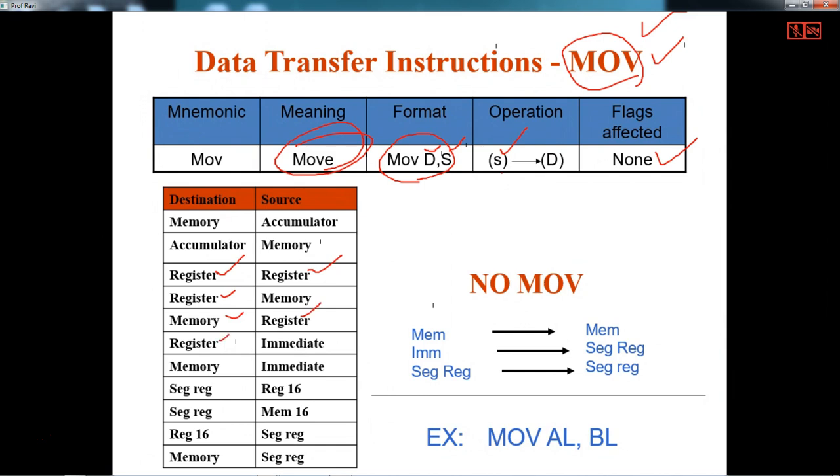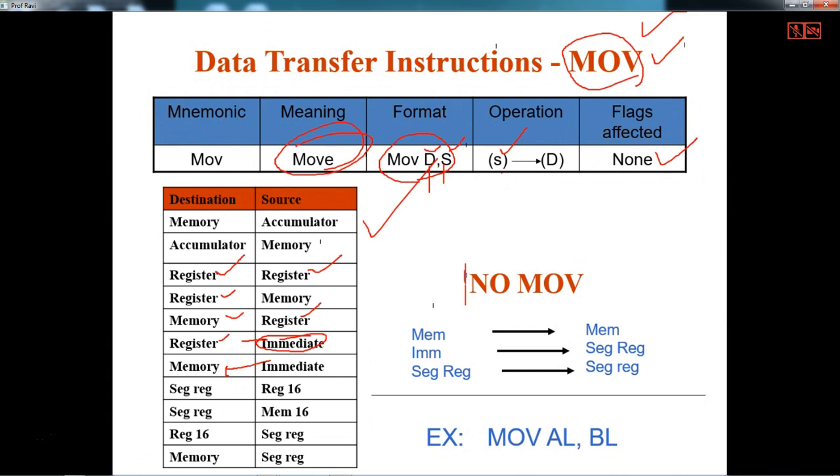And you can move from a register, immediate data you can move into a register, or you can move an immediate data into a memory, right? This is how, the moment you are writing an instruction, you have to follow these things. What could be the destination, what could be the source when you write a move instruction.